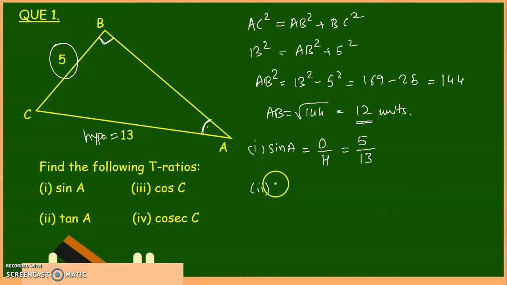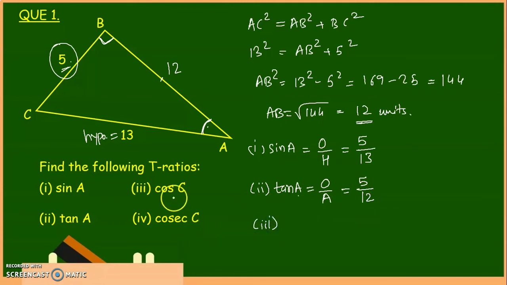Similarly, if you want to find tan A, the formula for tan A is opposite side divided by adjacent side. For angle A, BC is the opposite side and AB is the adjacent side, and we have found the value of AB, that is 12. So the opposite side is 5 divided by the adjacent side, 12. This is tan A.